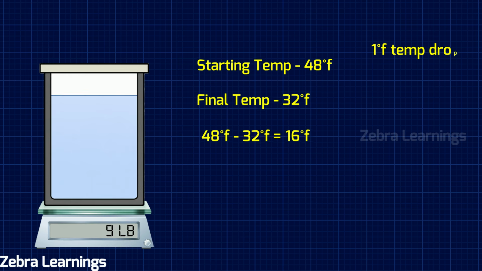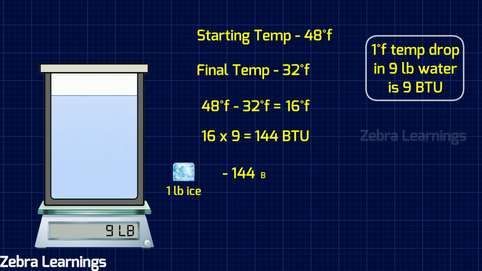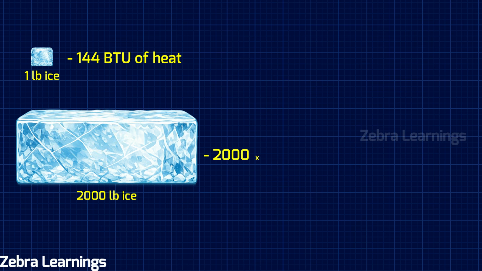Since a 1 degree Fahrenheit drop in 9 pounds of water equals 9 BTUs, then for a 16 degrees Fahrenheit drop, we multiply 16 by 9, which equals 144 BTUs. This means that 1 pound of ice removed a total of 144 BTUs of heat from the water. Following this math, a full 2000 pound block of ice will remove 2000 times 144 equals 288,000 BTU of heat over an entire day.